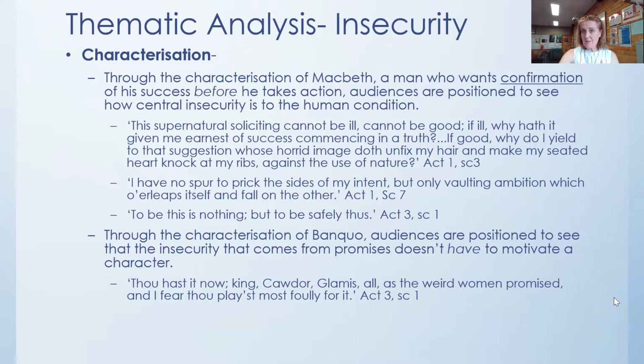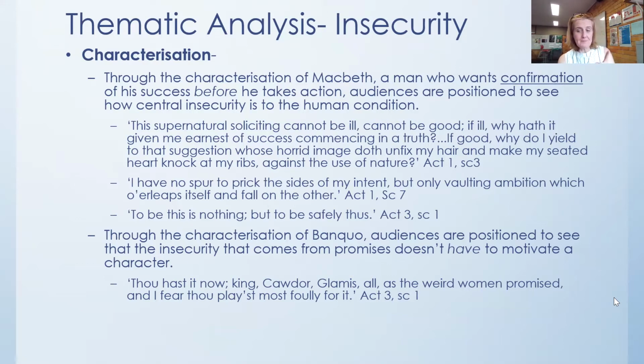So through the characterization of Macbeth, we see a character who wants the confirmation of his success before he takes action. All right. And we, as audience members, are positioned to see how central the idea of insecurity is to being just human, because we've all asked, what if? And we've all asked of ourselves, so if that's the option, then what could I do next? Or if I've been promised this, then I'll have to take actions to achieve it.